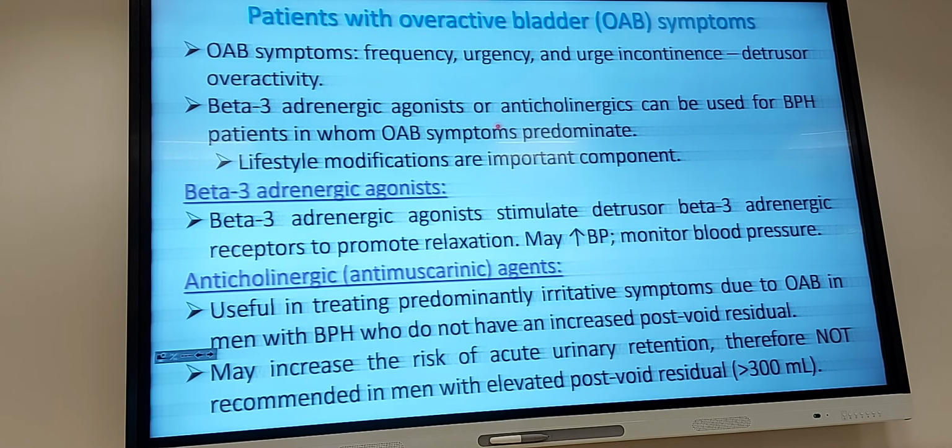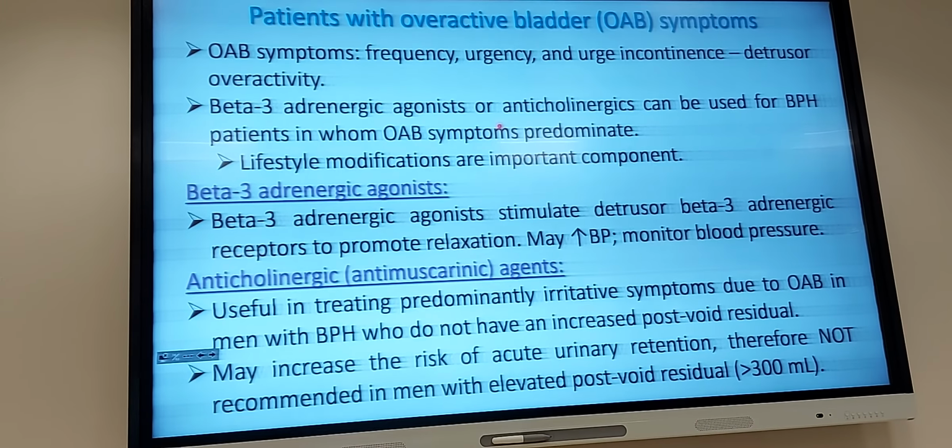Which drugs? Alpha 1A. The first line for symptom relief in BPH is alpha 1 blockers, and then you will prefer alpha 1A blockers like tamsulosin, silodosin, alfuzosin, which are more uroselective. But somebody who has hypertension as well, you can also use non-selective ones, like doxazosin.